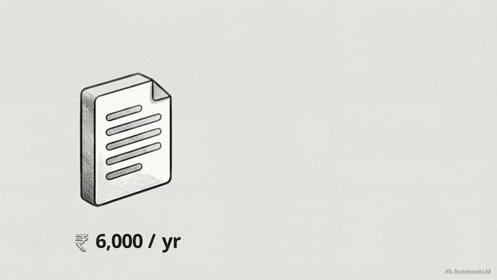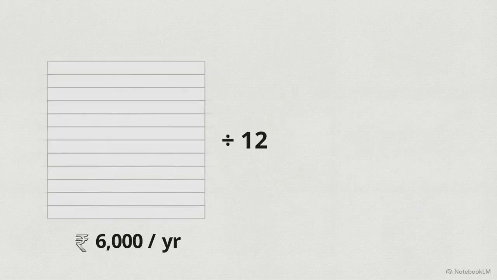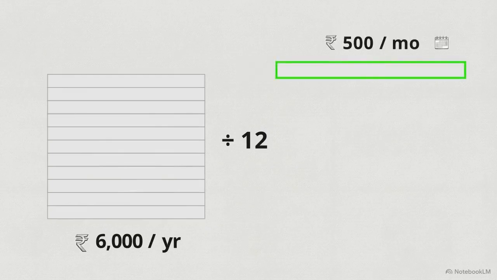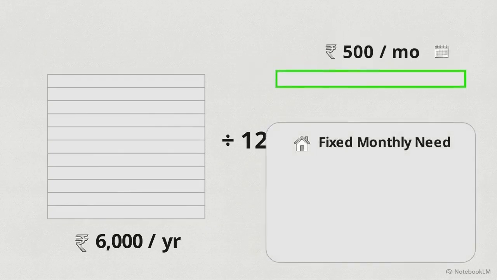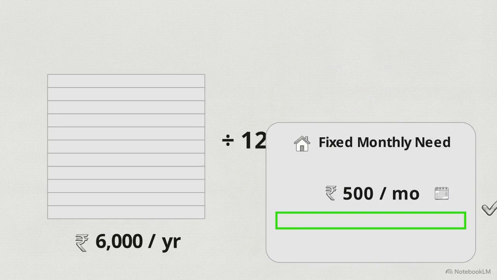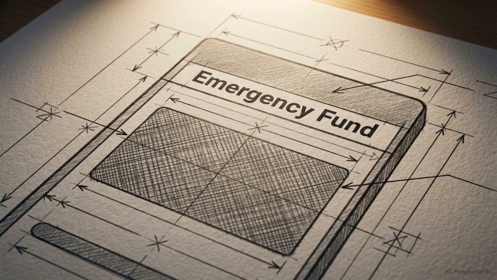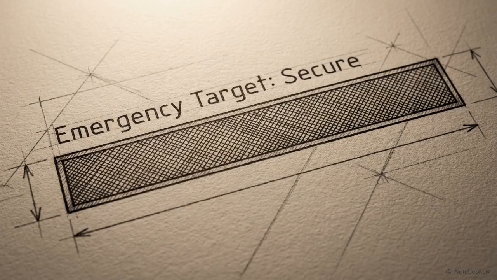You take the total annual cost, like a 6,000 rupee hosting bill, divide it by 12, and add that 500 rupees to your spreadsheet as a fixed monthly need. While you calculate your monthly requirements, dedicate a portion of your 20% savings category to an emergency fund. Your goal here is to secure 6 months of basic living expenses.